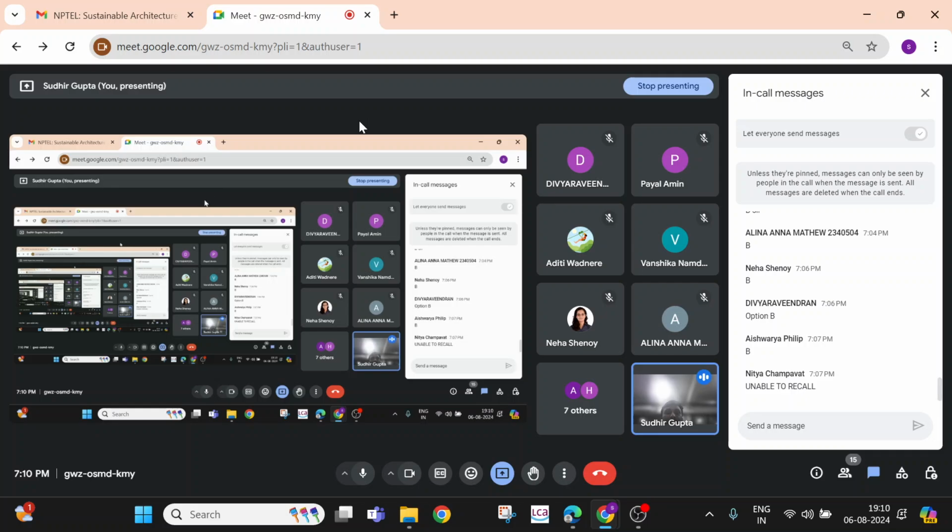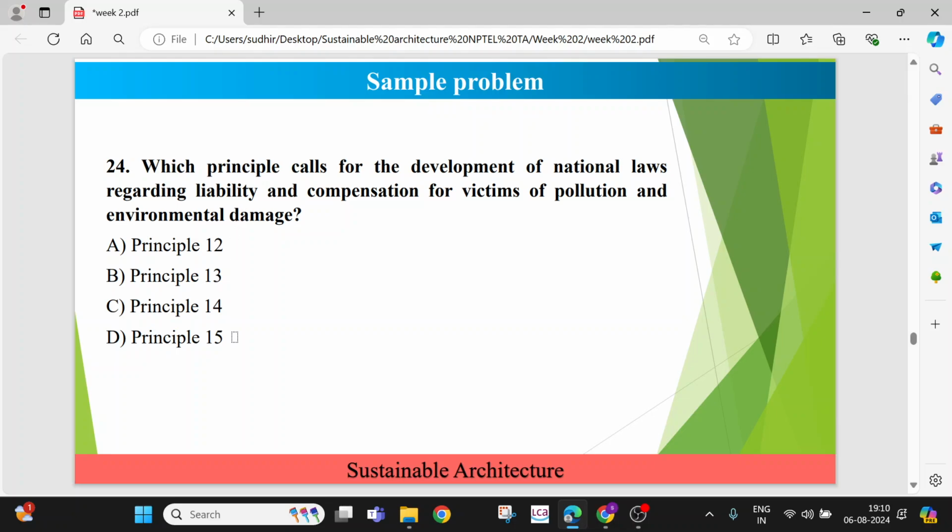So Principle 13 is an important principle of that Rio Declaration, which states that nations should develop laws to address liabilities and compensation for individuals affected by pollution and environmental damage. Principle 13 is crucial for ensuring that victims of environmental harm, such as those affected by industrial accidents or pollution, receive appropriate compensation and support. That's why for question number 24, option B will be the correct answer. So Principle 13 is the right answer.